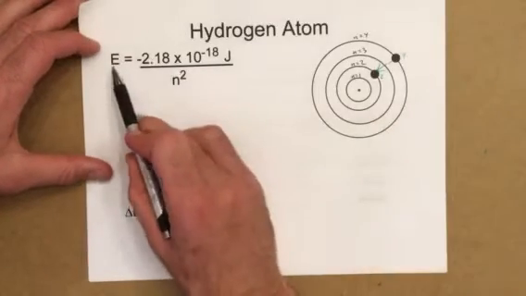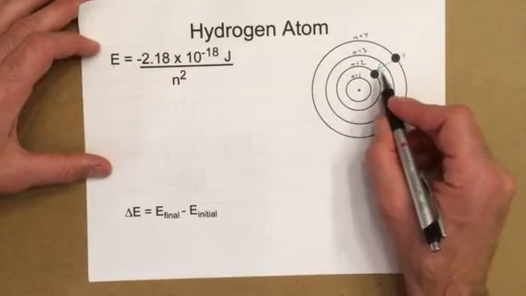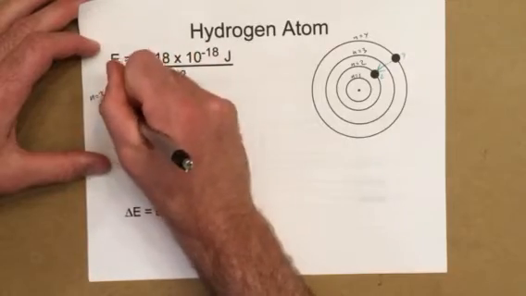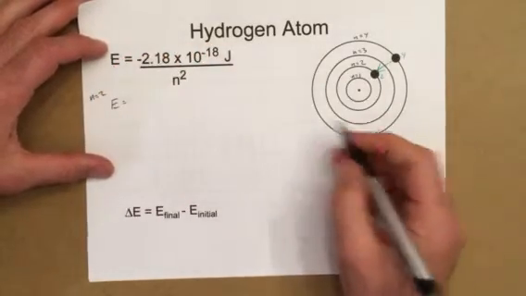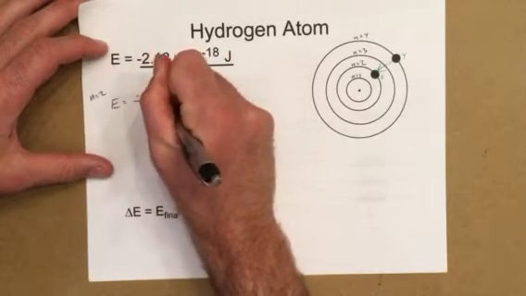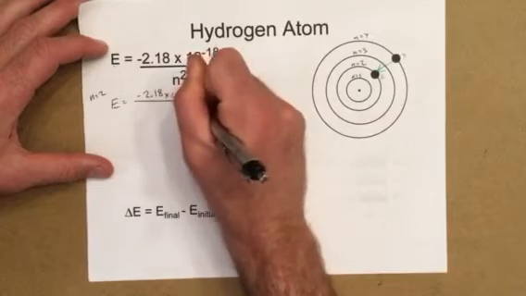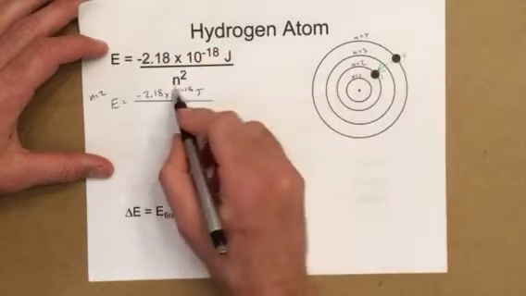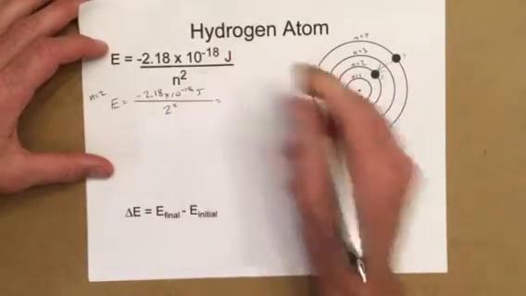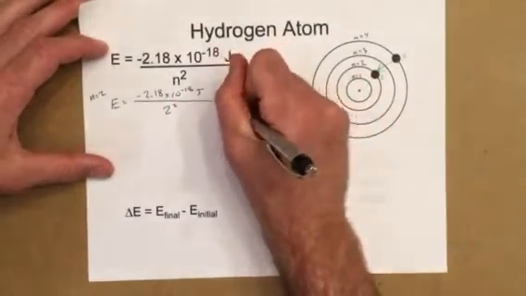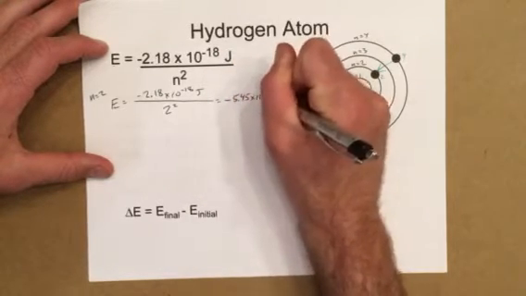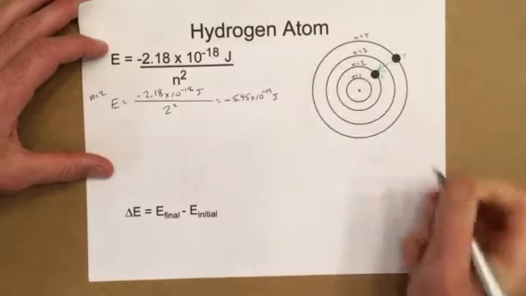All right, so what we're going to do first is, at the 2nd energy level, let's calculate, when n equals 2, how much energy does that electron possess? To do that, we use the Rydberg equation: negative 2.18 times 10 to the negative 18 joules over n squared. So when n is equal to 2, 2 squared. When you do this, you get negative 5.45 times 10 to the negative 19 joules.